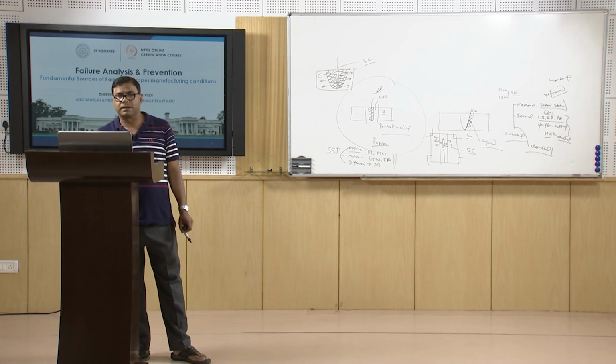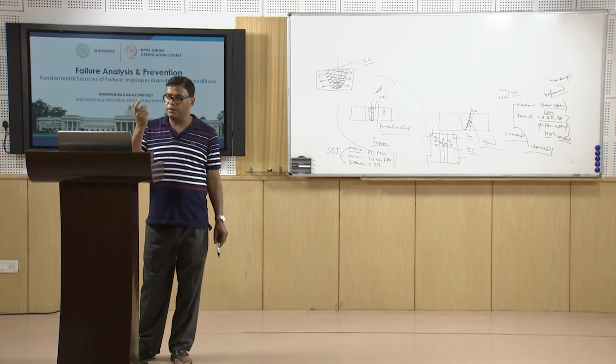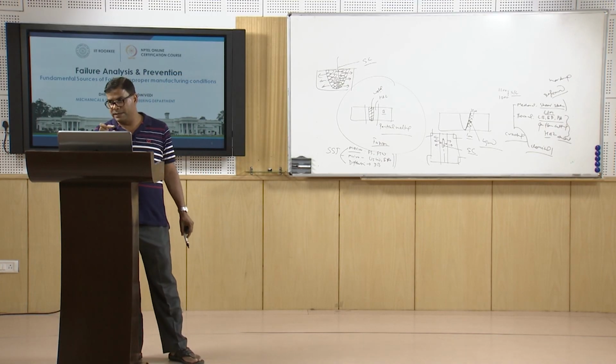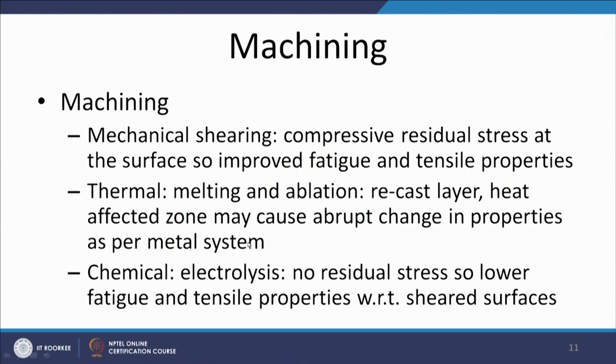So, what we can see here in thermal methods, we have melting and ablation leading to the development of the recast layer, where a part of the melted metal is removed, but a part of the melted metal is redeposited again, and then the heat affected zone is also formed.